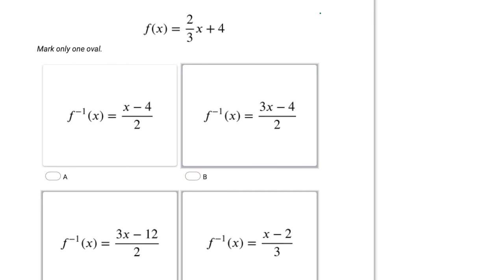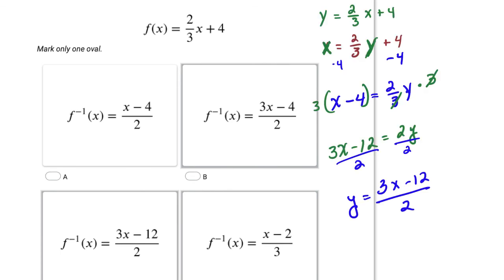I'm going to do this in stages. You could multiply by the reciprocal at this point. That'd be fine, but I like to do it in steps. I say, let's multiply both sides by 3. Distribute: 3x minus 12. And on the right side, the 3's cancel. And then lastly, I do my second step, and I divide by 2. So I end up with y equals 3x minus 12 all over 2. See if we got that anywhere here. And I'm seeing it: 3x minus 12 all over 2. Certainly looks like answer C.